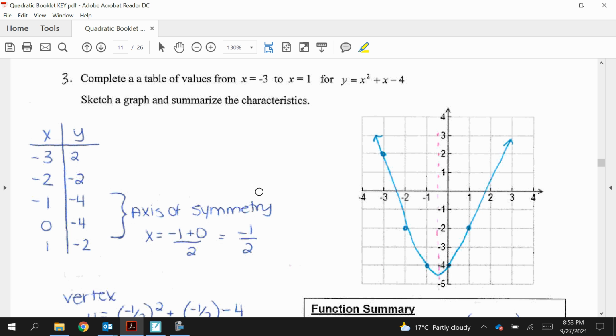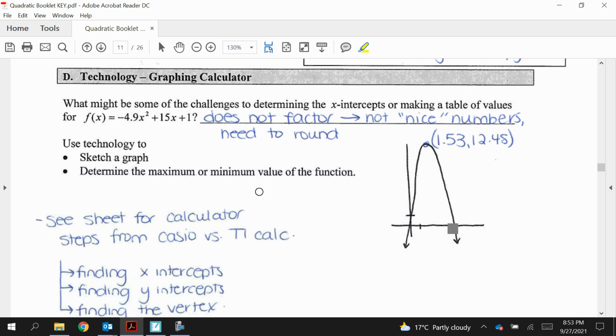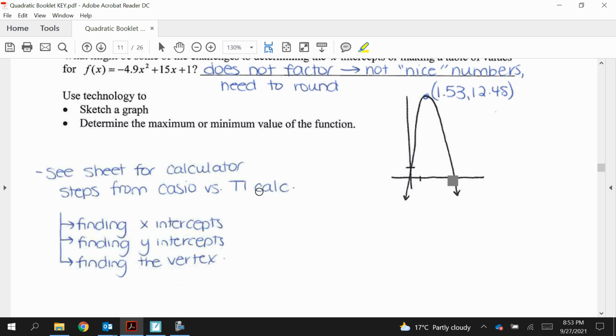So use your calculator. That's why I gave you that green sheet that says, see sheet for calculator steps from Casio versus TI calculator. So again, how you find your x-intercepts, how you find your y-intercepts, how you find the vertex. Your calculator will not give you the axis of symmetry at any point. So you need to know how to calculate that.